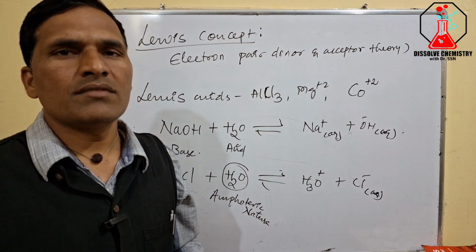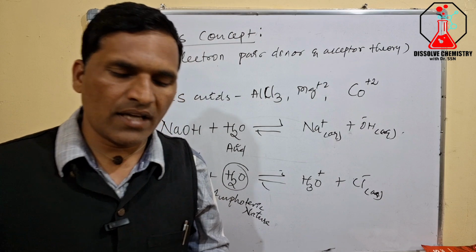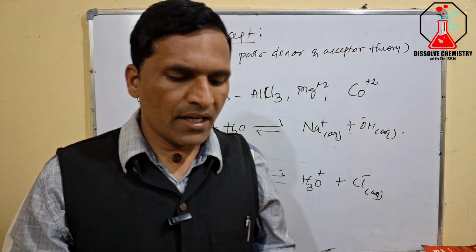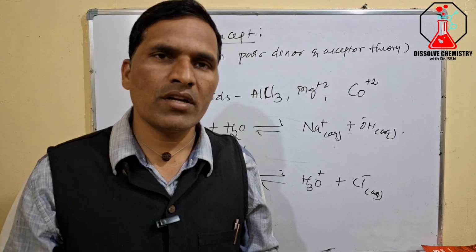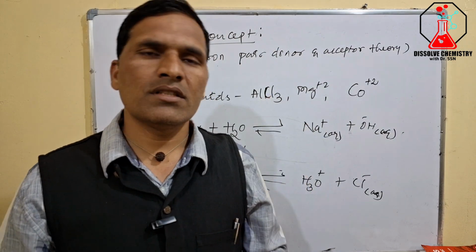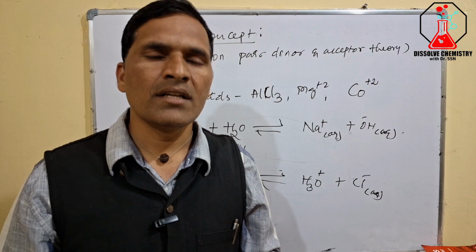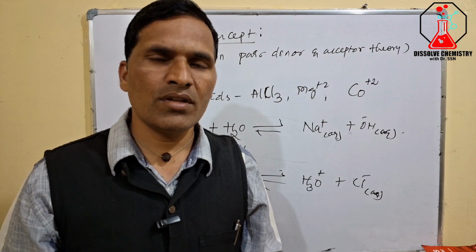Fine. I hope you have understood the meaning of acids, bases and salts, and various concepts, that is the Arrhenius concept, Bronsted and Lowry concept, and Lewis concept of acids and bases. The next video will continue with this ionic equilibrium.